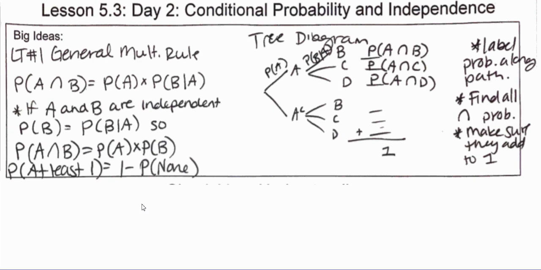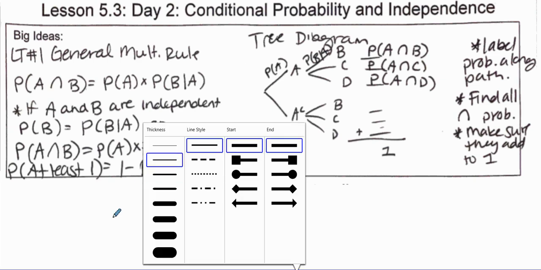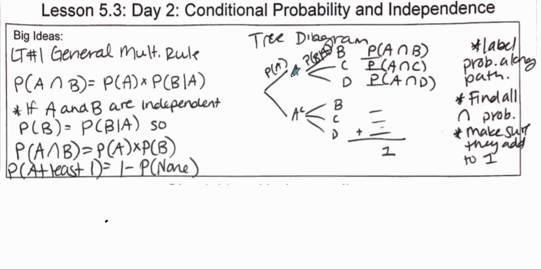All right, what we have here is we're going to talk about 5.3 day 2, conditional probability and independence, and specifically some notes on tree diagrams. Now, when we talk about tree diagrams, we have a tree diagram which takes a chance behavior where we have a probability of an event happening, and then we have the probability of an event not happening.